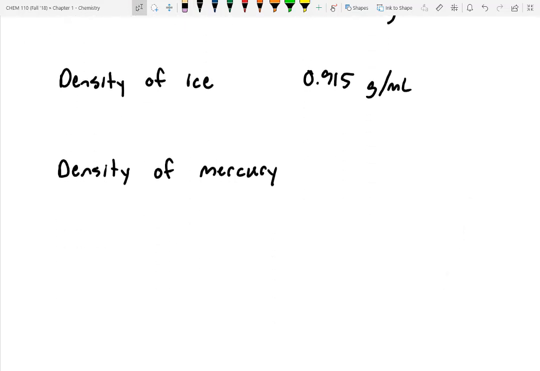All right, so we have this element on the periodic table called mercury. If you look at the periodic table, it has the symbol Hg. It's really weird stuff. If you look at old thermometers, it's that liquid metal inside the thermometer. So it's a very odd element because most metals are solid. This one's a liquid. The density of mercury is about 13.53 grams per milliliter.